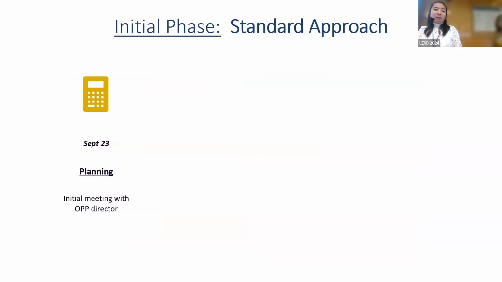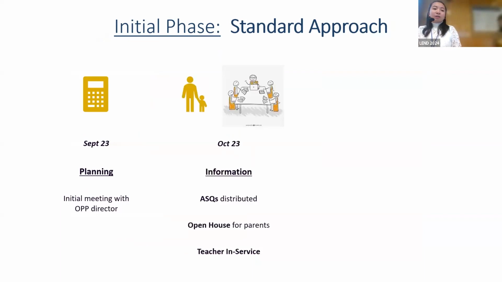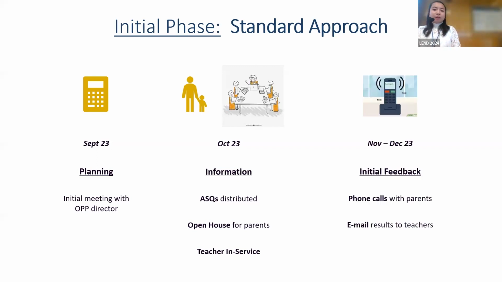Okay, so initially we started from scratch. We started in September 2023 with planning. We had an initial meeting with the Oak Park director. And then October 23, we started distributing the ASQs. We had an open house for the parents and a teacher in-service where we were able to meet with the teachers. And then in November to December 2023 is when we started providing the initial feedback. We did phone calls with the parents and emailed the results of the children's ASQs to the teachers.